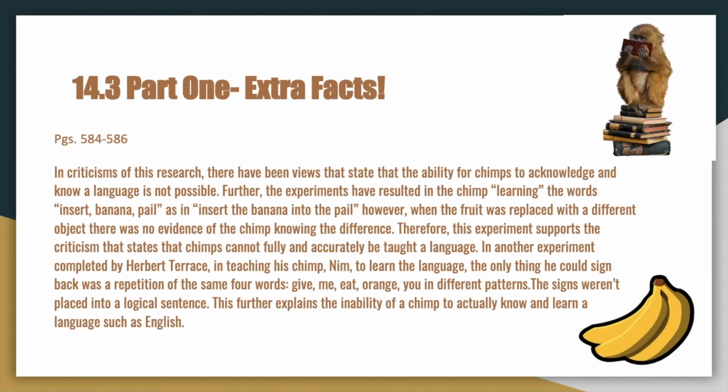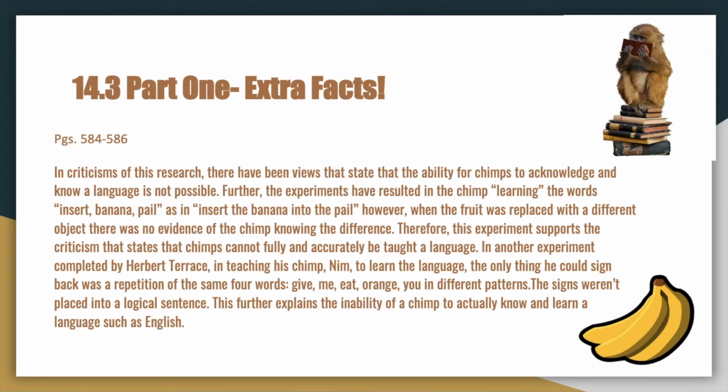Extra facts. In criticisms of this research, there have been views that state that it is not possible for chimps to acknowledge and know a language. Further, the experiments have resulted in the chimp learning the words insert, banana, pail, as in insert the banana into the pail. However, when the fruit was replaced with a different object, there was no evidence of the chimp knowing the difference. Therefore, this experiment supports the criticism that chimps cannot fully and accurately be taught a language.